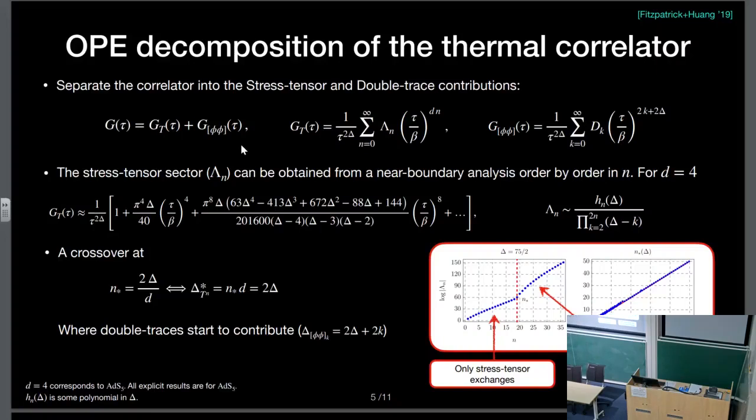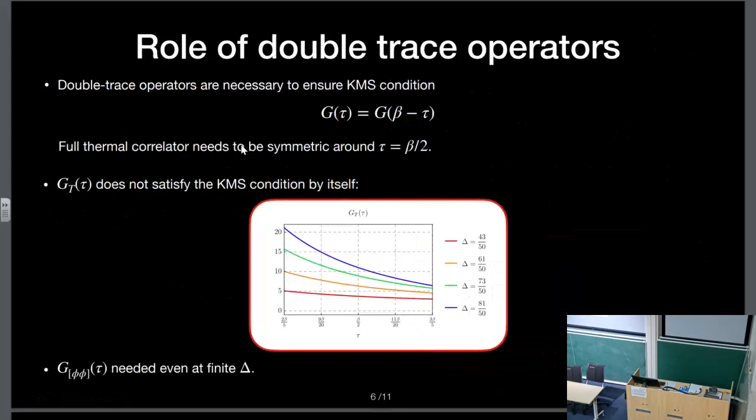And that the double traces are important can actually be seen by the fact, jumping off of what Ellie was talking about today, that the stress tensor sector by itself does not satisfy the KMS condition. You can see this by just checking whether the correlator in the OPE expansion is symmetric around beta over 2. It's not. Therefore, at least for tau greater than beta over 2, double traces are important to ensure the KMS condition. This can also be seen in a toy example, whose name I forget. I'll recall it later.